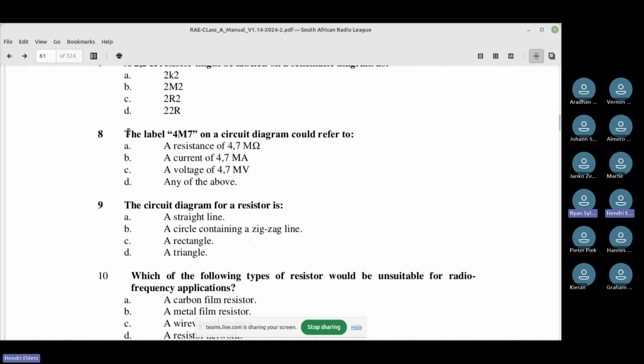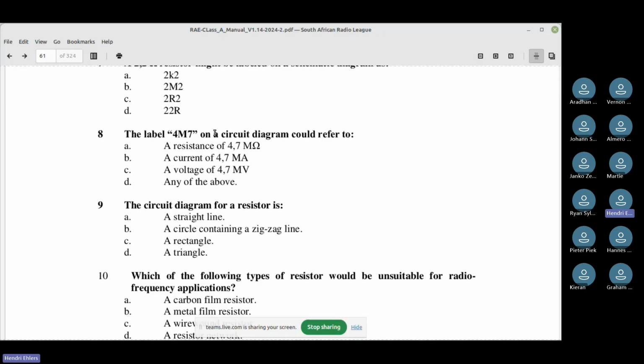Let's read it again. That's now 8. The label 4meg7 or 4m7 on a circuit diagram could refer to. Look, we know this is meg, so we know this is ohm, but it can be. They never indicated the unit of measure. Yeah, I agree with you, Ryan. It could be. Given the discussion, it could be a trick question on that little technicality, because there is no unit allocated.